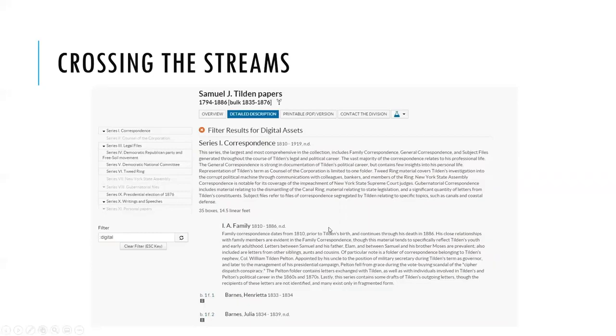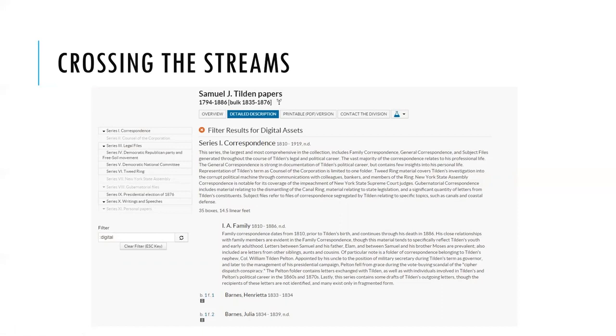So for whatever reason, the New York Public Library decided that the correspondence, legal files, Democratic, Republican Party, and Free Soil Movement, and these other records that there are digitized records for are more important, and they deserve digitization, and they deserve to be more accessible for researchers. And of course, this comes at the cost of these other materials, for whatever reason, not being judged as being important enough for this type of mediation.